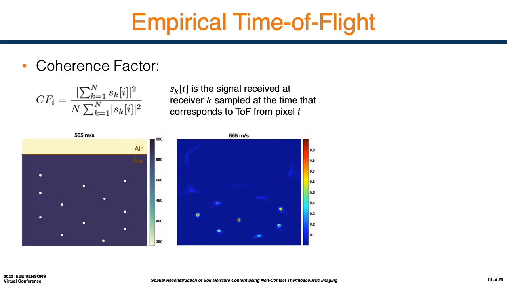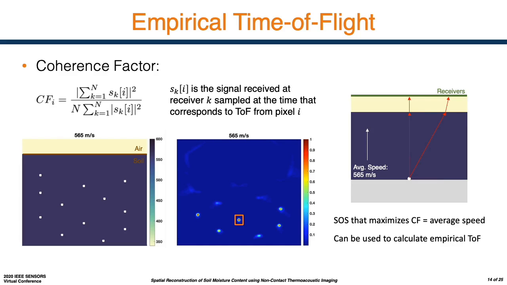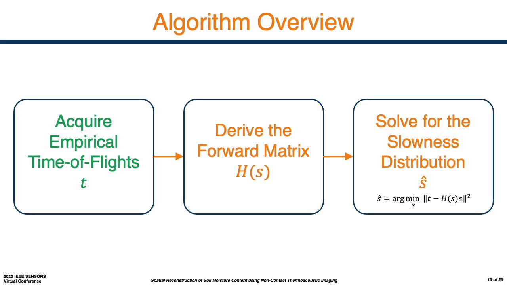In these graphics, for the specific speed of sound value of 565 meters per second, we can see that the coherence factor for this source is high. Therefore, we can assume that the average speed of sound of the soil above this point is 565 meters per second. This average speed assumption is valid as long as the lateral variation of the speed of sound is minimal in the true distribution. Using this average speed, we can calculate the empirical time of flight of an acoustic wave from this source to each receiver. This is repeated for each source in the soil using the speed of sound that maximizes the coherence factor for that given source.